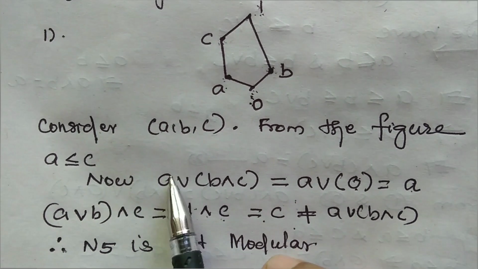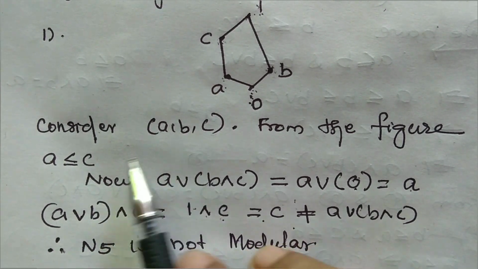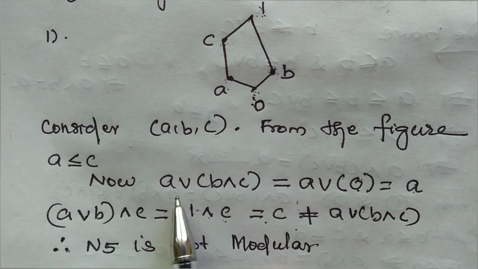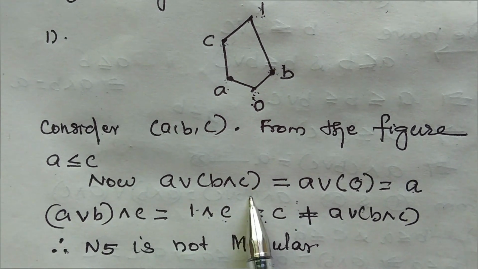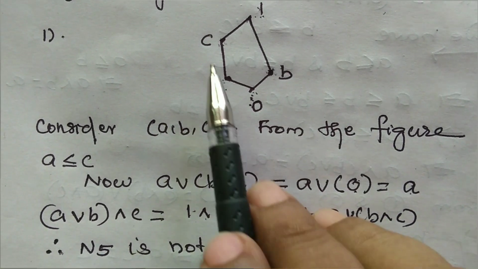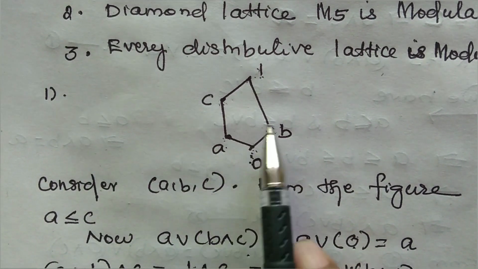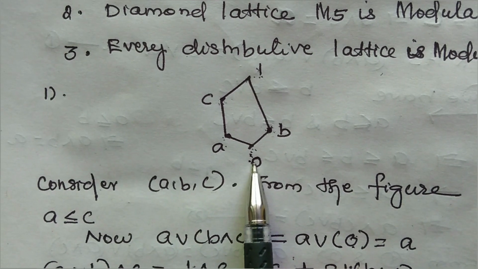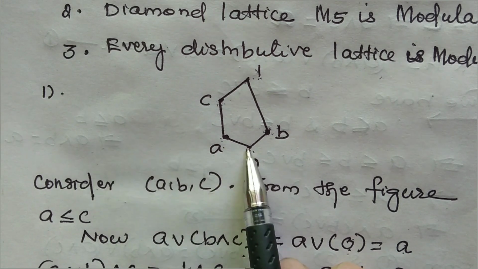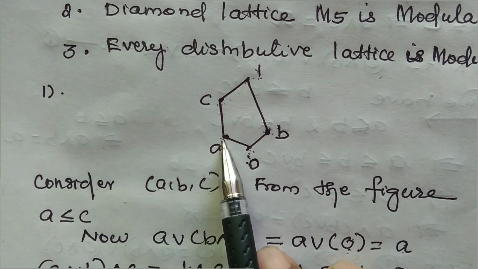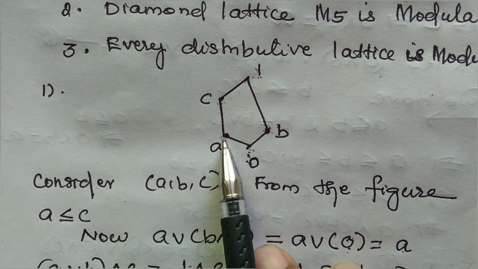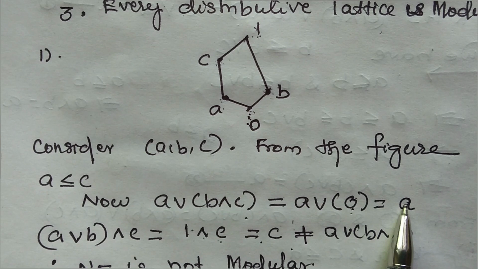So consider A, B, C from the figure. We take A less than or equal to C. This is the condition for modular. Now we take the relation A or (B and C) as the LHS value. First we calculate the bracket value, B and C. From the figure, B and C is equal to the least value, that is 0. So A or 0. There is a direct connection. OR means the maximum value, AND means the least value. So A or 0 is equal to A.